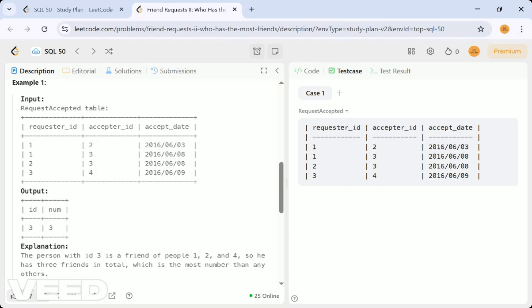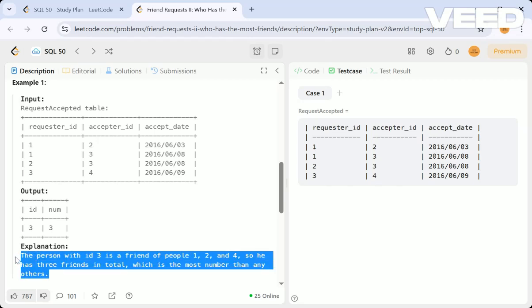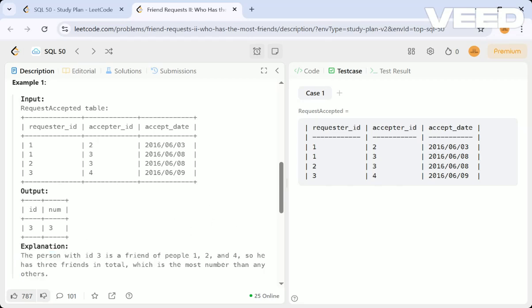For the others, requester 1 has only two friends, and requester 2 has two friends as well, since this one also accepted his request. So for user ID 1 we have two friends, for user ID 2 we have two friends, but for user ID 3 we have three friends. That is the greatest number of friends for any person. So the answer is ID 3 with 3 friends. This is how we have to get it.